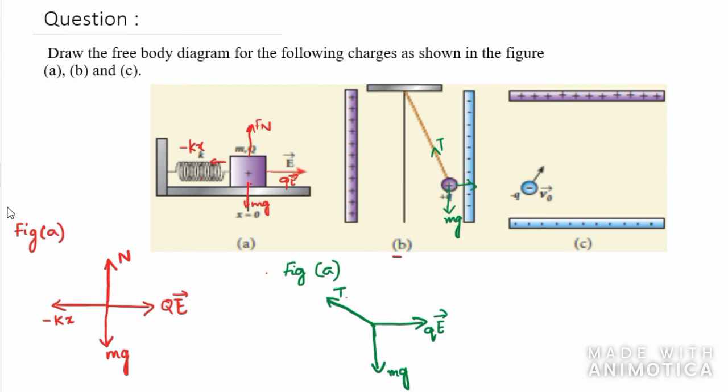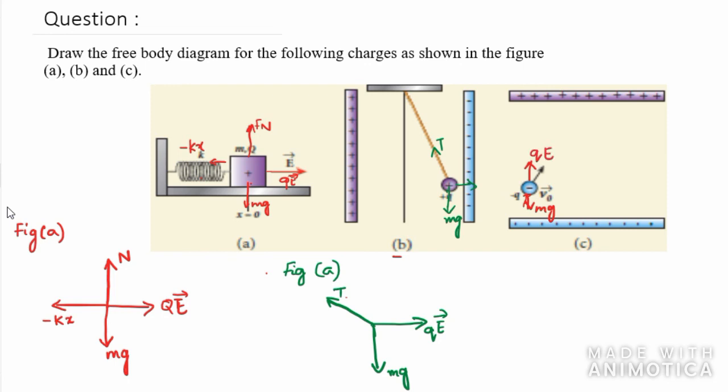This is C. Here a charged particle is placed in an electric field. It is a negative charge particle, and the weight, the mass, acts downwards, and since it is negative, it will be accelerated towards the positive side. So it will be like this. So magnitude is qE.